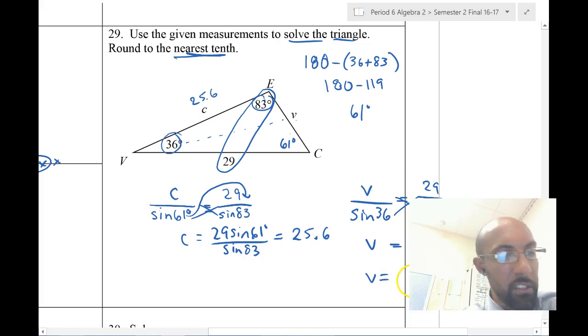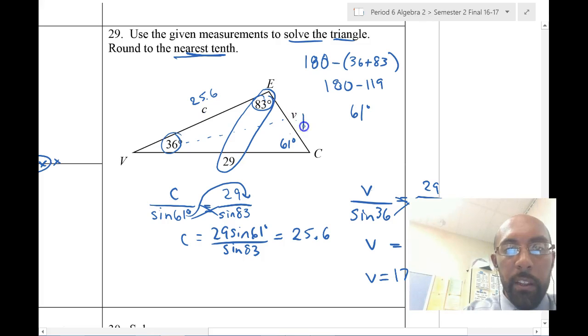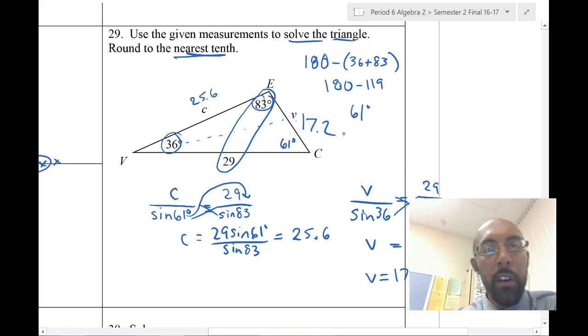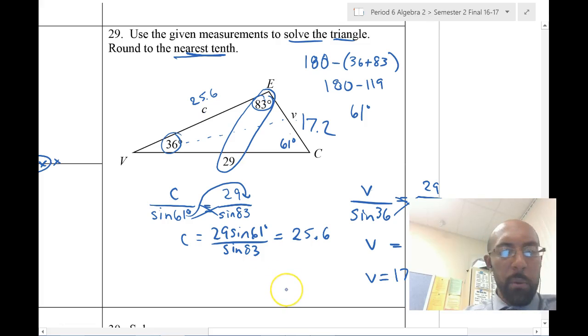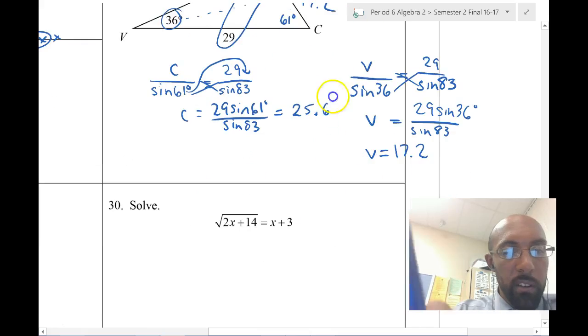Okay, like magic, I just came up with that in my brain. No, I did not really use the calculator. So 17.17 was what we came up with, so that rounds to 17.2. And then there's our other side. And again, if you're having trouble entering that in the calculator, just ask me before the test or ask a friend. All right. So number 30.